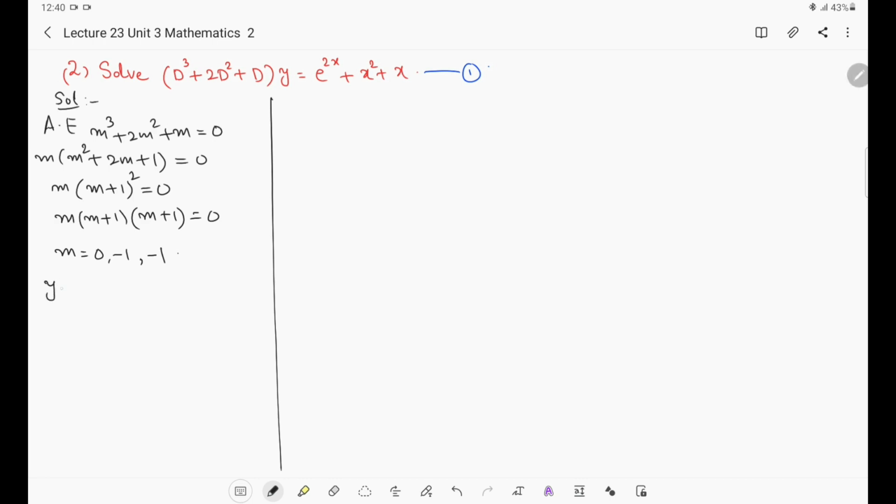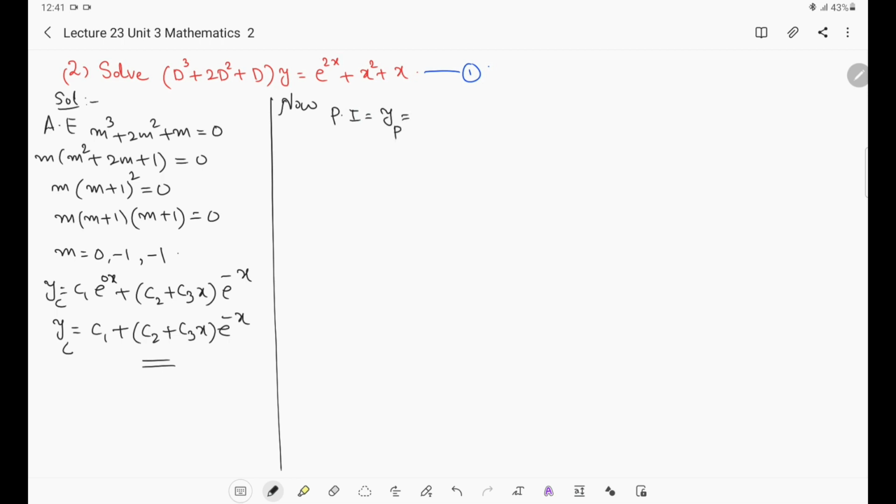Then what will be the complementary function? y equals c1 e power 0x plus, because minus 1 is repeated 2 times, (c2 plus c3x) e power minus x. So this is the complementary function, yc equals c1 e power 0, which becomes 1, so c1 plus (c2 plus c3x) into e power minus x. This is the complementary function. Now we have to go for the particular integral.